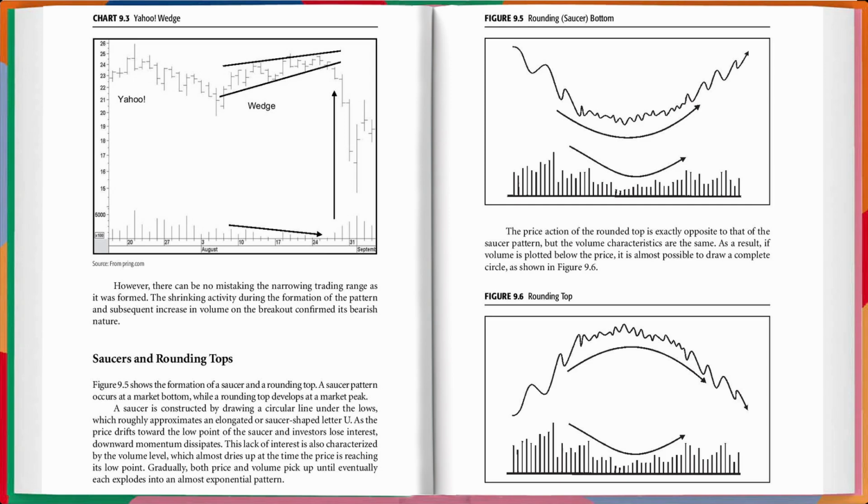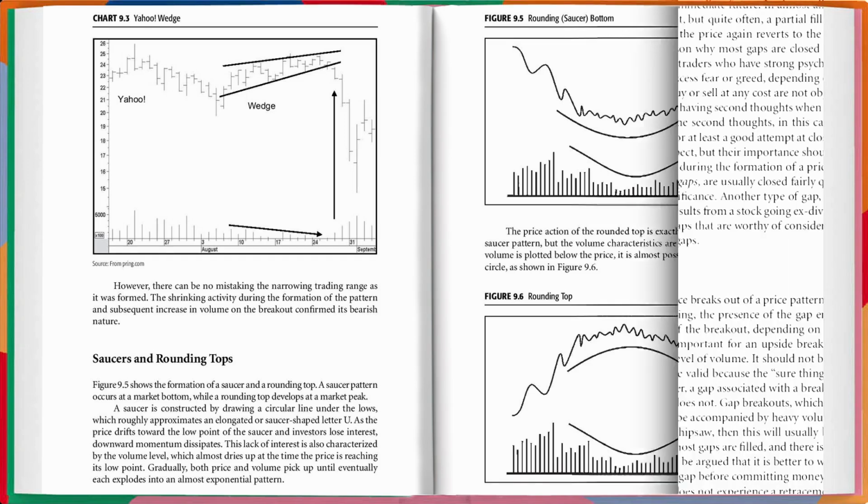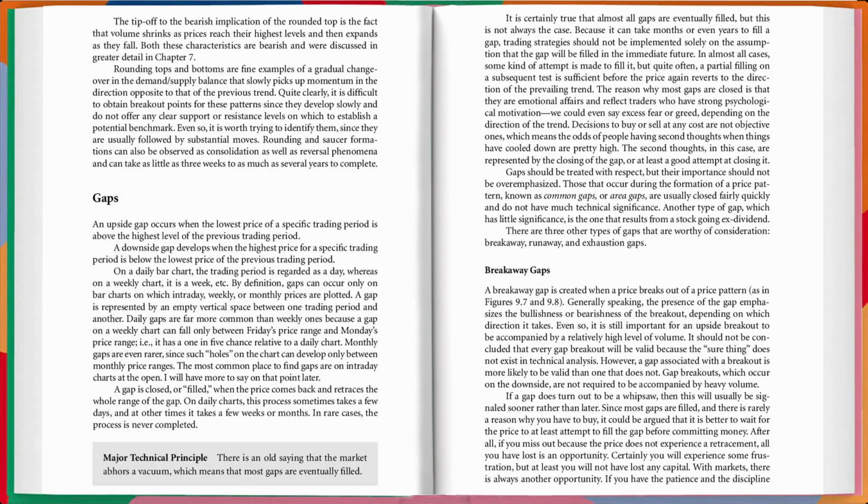The price action of the rounded top is exactly opposite to that of the saucer pattern, but the volume characteristics are the same. As a result, if volume is plotted below the price, it is almost possible to draw a complete circle, as shown in Figure 9.6. The tip-off to the bearish implication of the rounded top is the fact that volume shrinks as prices reach their highest levels and then expands as they fall. Both these characteristics are bearish and were discussed in greater detail in Chapter 7.